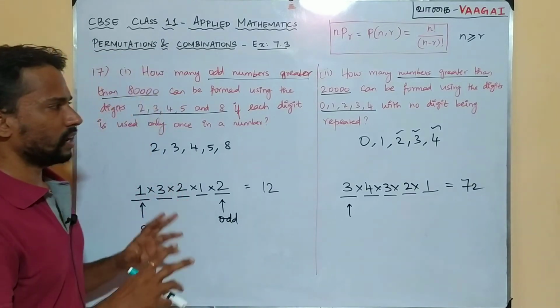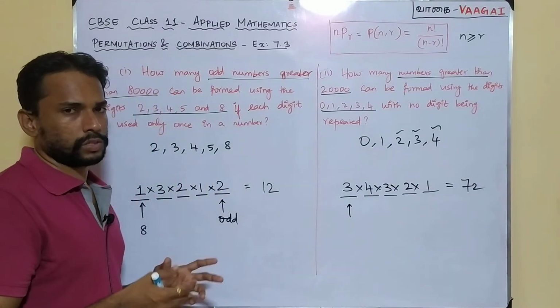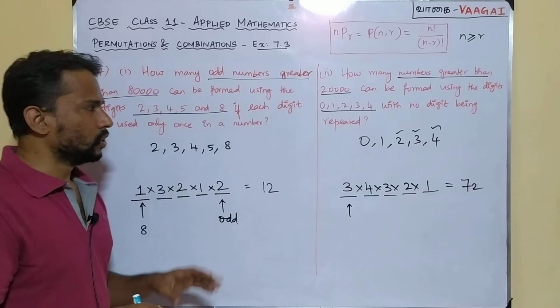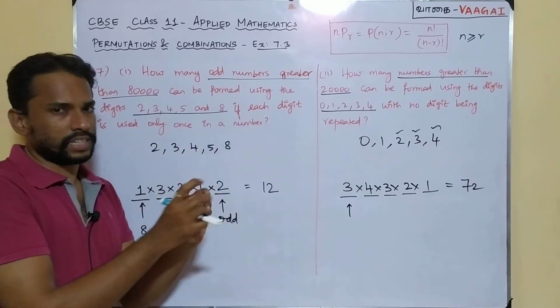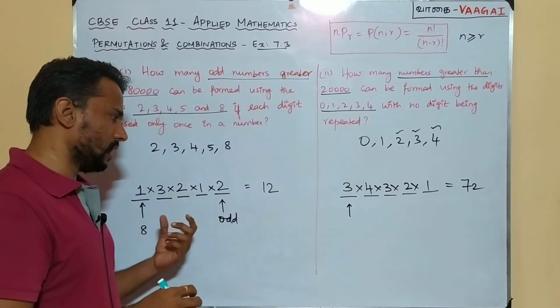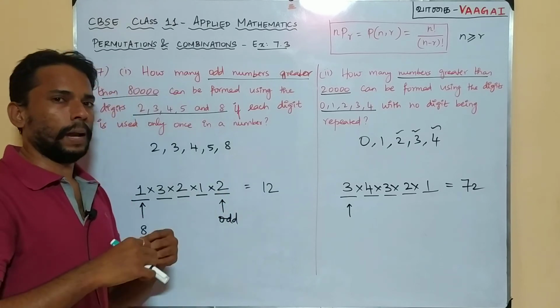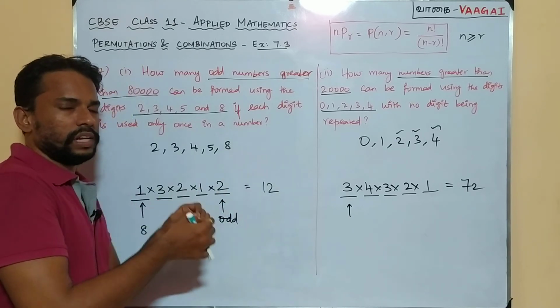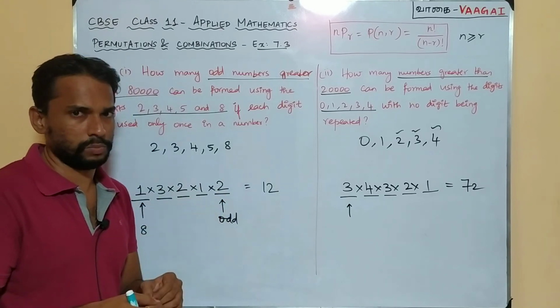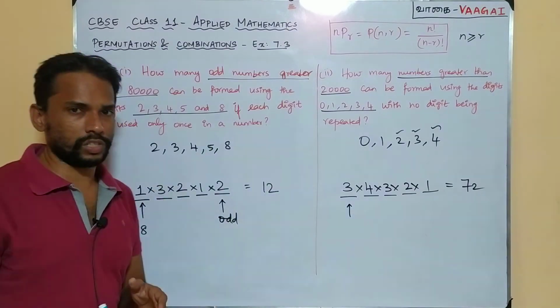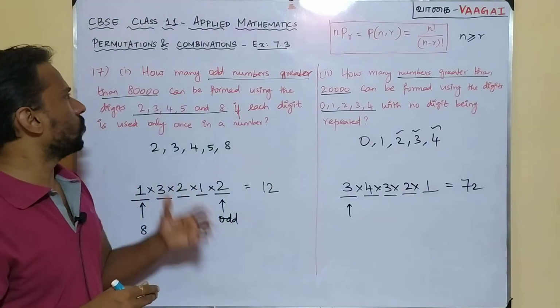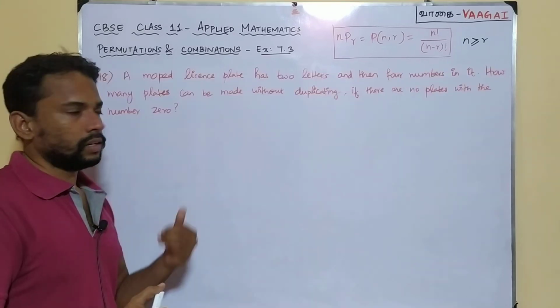I hope you are very clear with both the problems and the approach we took to solve them. We have to be very clear with the conditions, that is very important. We should be clear with the conditions they have posed, and based on the conditions we fill each of those digits. So you can take these as the answers for your question number 17. 18 is our next question.